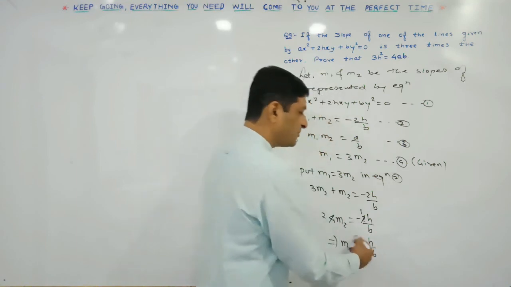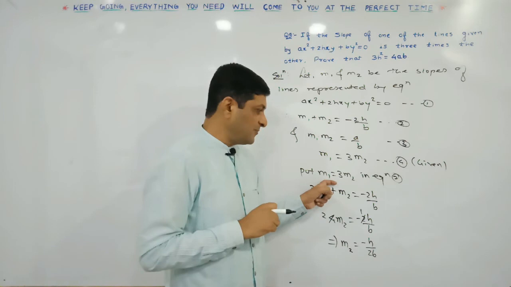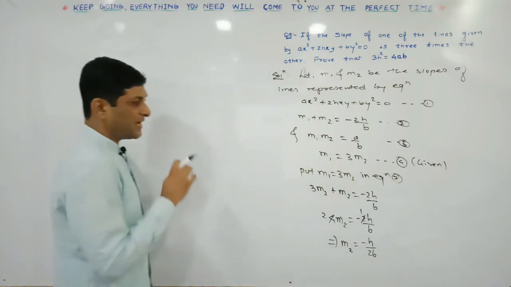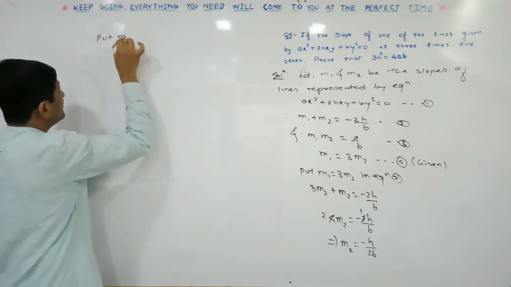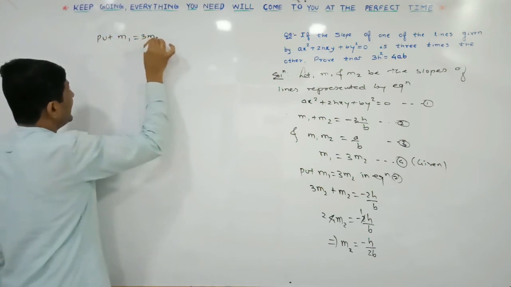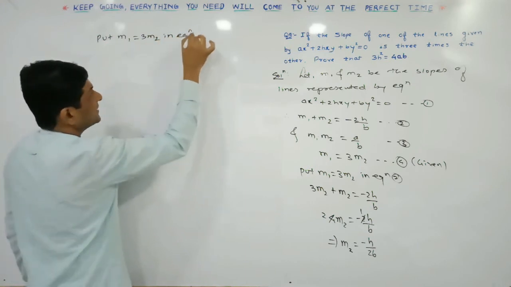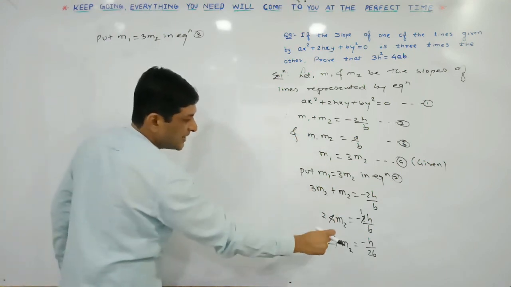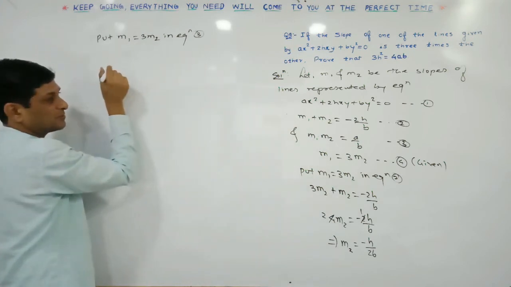Once the value of m2 is known to us, we are substituting the value of m1 is equal to 3 times m2 in equation number 3. So put m1 is equal to 3m2 in equation number 3. Let us see what we will get here. So m1 I am replacing by its value. What is the value of m1? 3m2. We are substituting m1 is equal to 3m2.